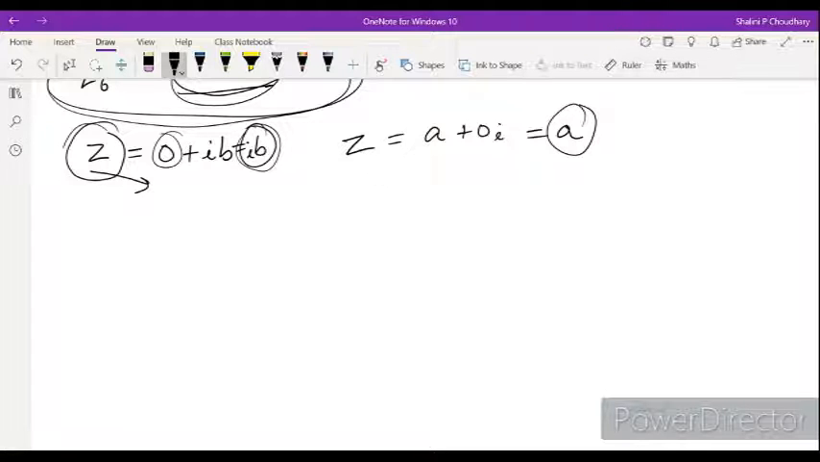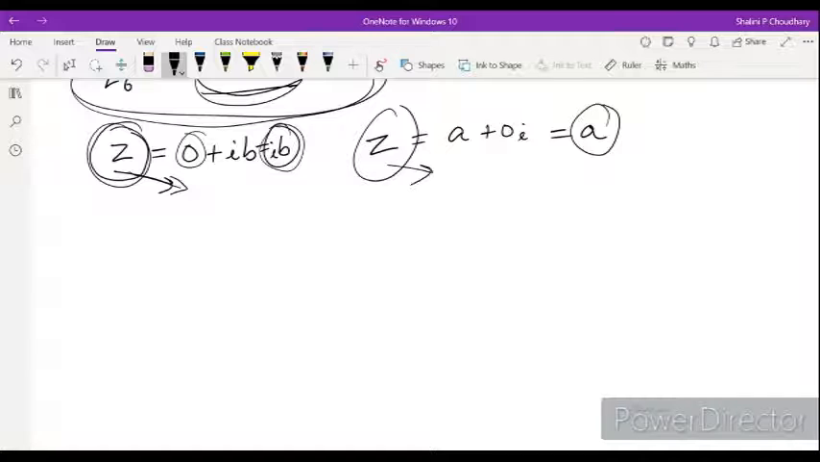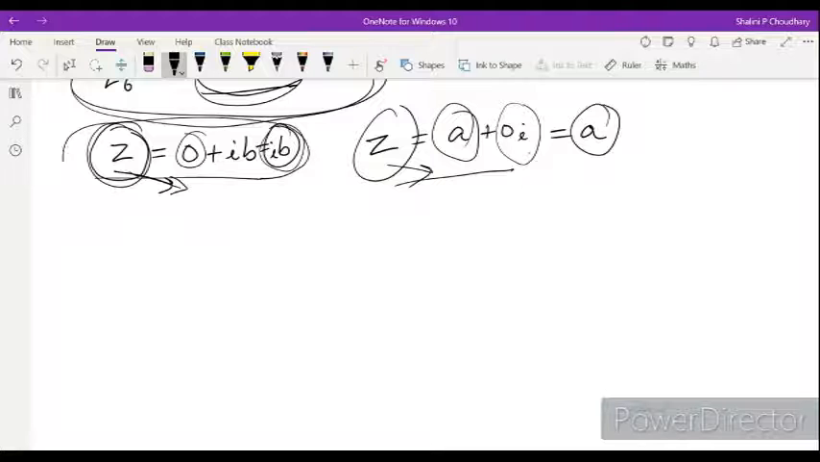So this kind of complex number will be called an imaginary number, and this type of complex number will be called a real number, because only the real part is there and the imaginary part is 0. And in this case, this will be called an imaginary number because the real part is 0. Only the imaginary part is there.